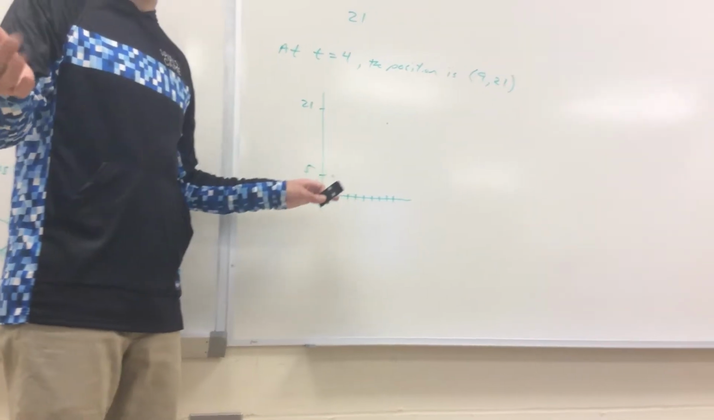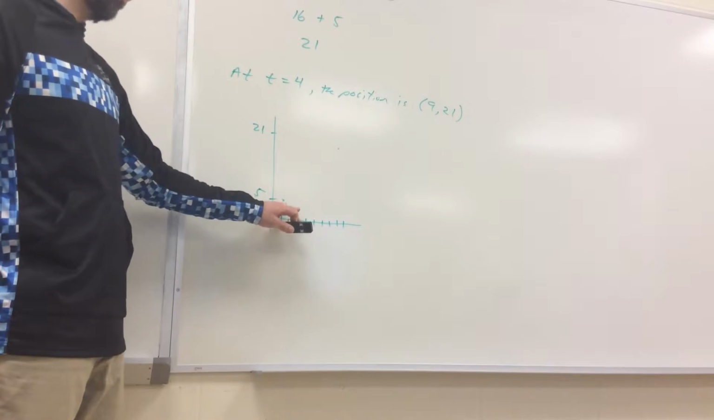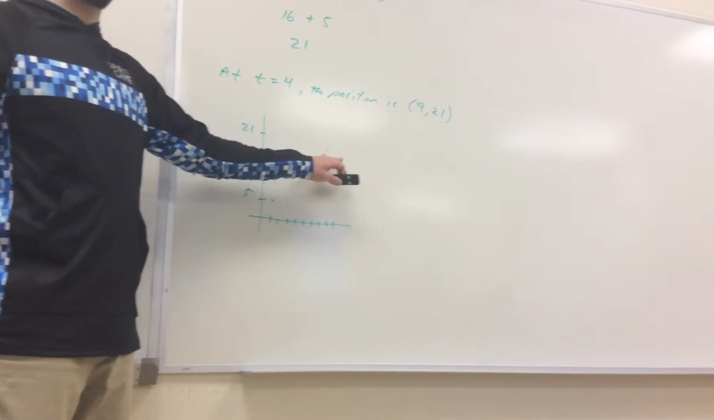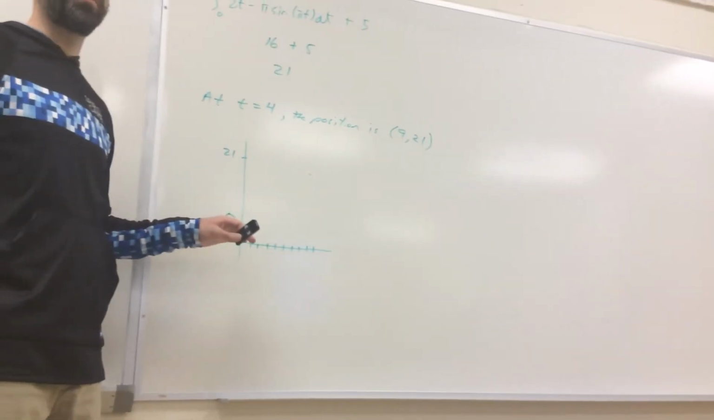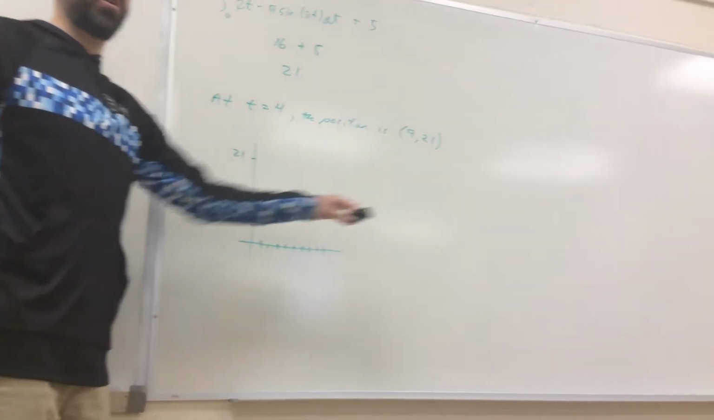So now we know 2 locations. We know that it was at (1, 5), and later it was at (9, 21). So we're starting to get a picture of what this particle is doing as it travels on the xy plane.